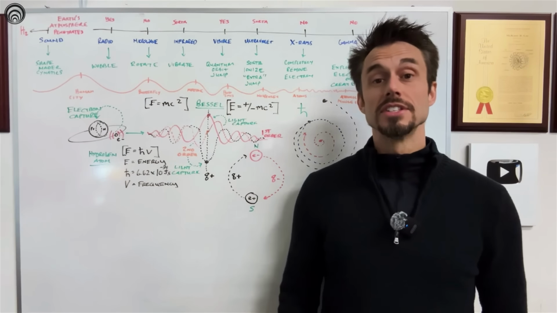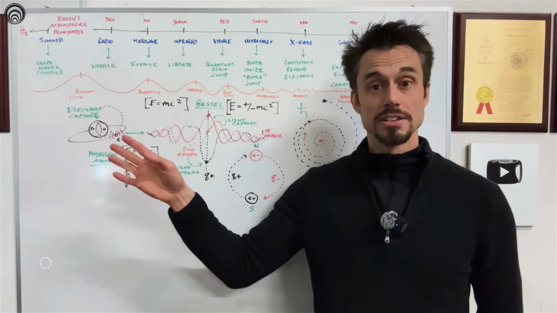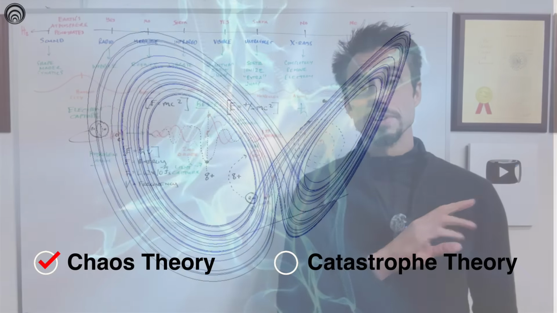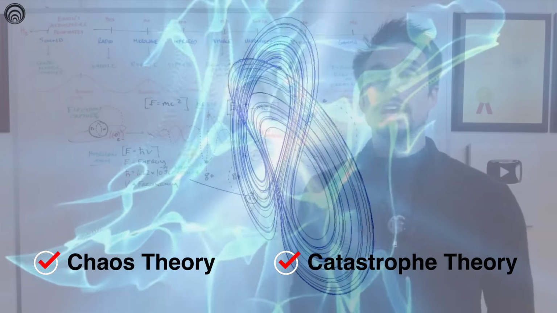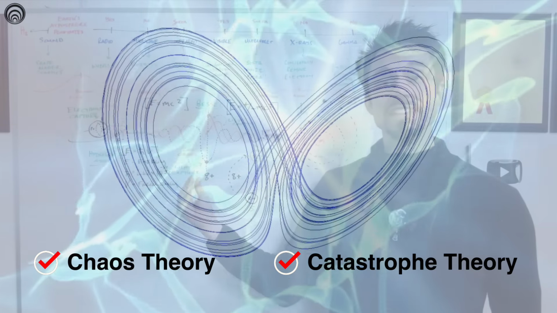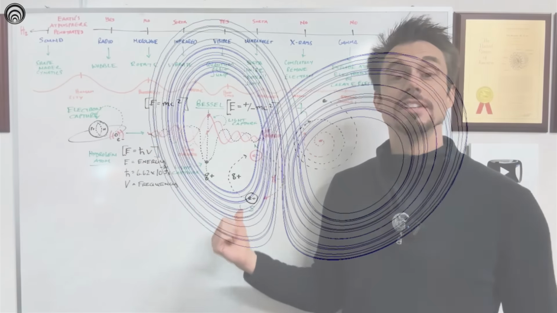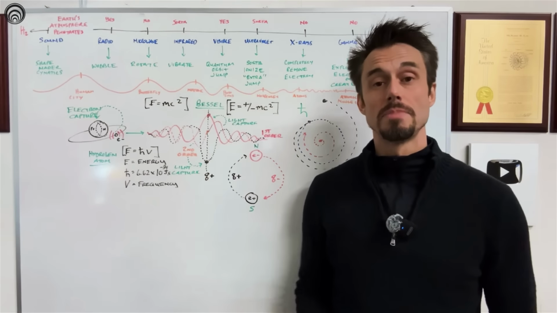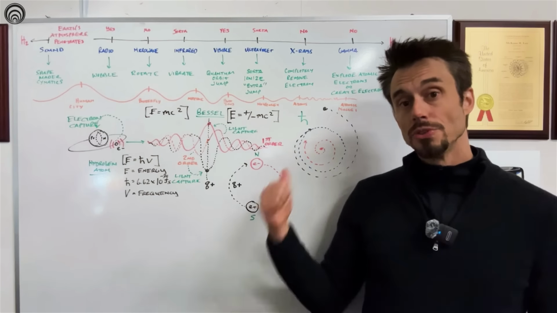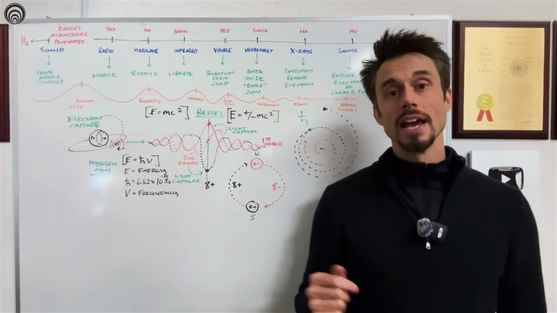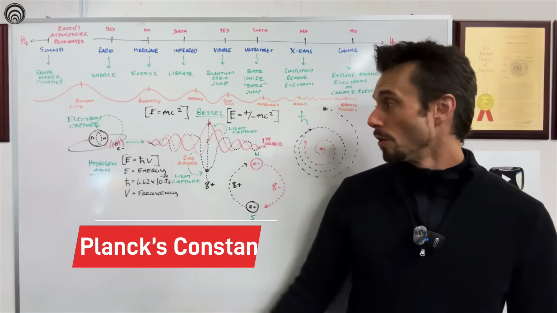It's an important distinction to say that the chaos theory and the catastrophe theory are two separate theories. And in this situation, we're blending them together so that we can make the Bessel function work with the update function time domain of the electron-positron pair. So this chaos theory orbital can be represented by an equation called Planck's constant.